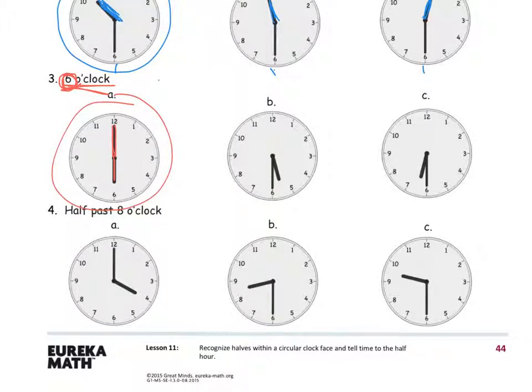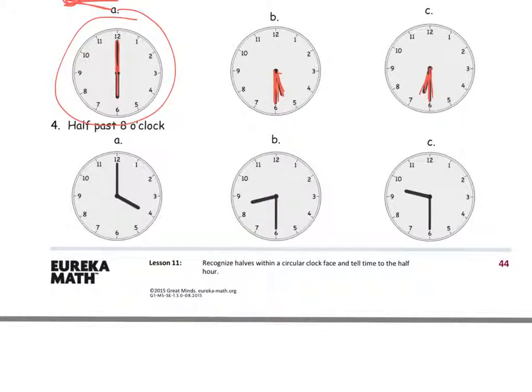For the other ones, we see that this is showing half past the number because it's halfway around. And the same thing with C, it's showing half past. It's not showing 6 o'clock, it's showing half past 6. B is showing half past 5. And the last one, half past 8 o'clock. We know the minute hand has to be pointing halfway, so the minute hand has to be at the 6, and the hour hand has to be just past 8.